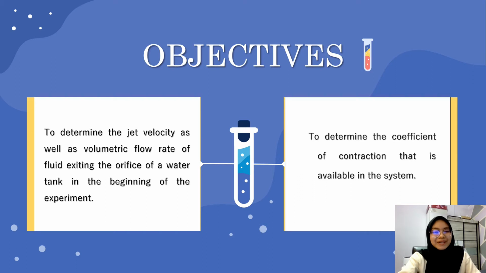The next part is, what is the objective? The objectives for this experiment are to determine the jet velocity as well as the volumetric flow rate of fluid exiting the orifice of a water tank at the beginning of the experiment, and to determine the coefficient of contraction that is available in the system.